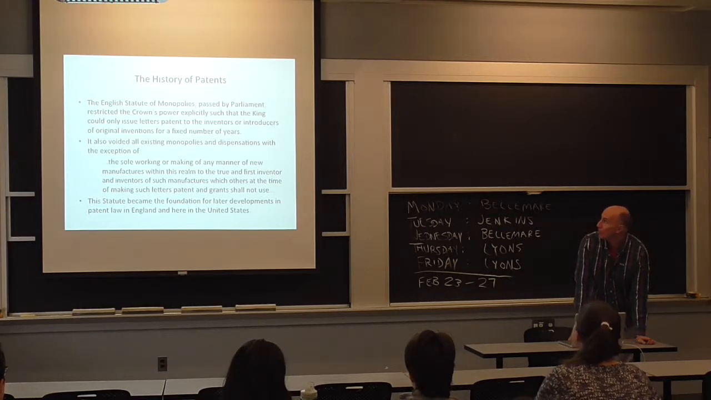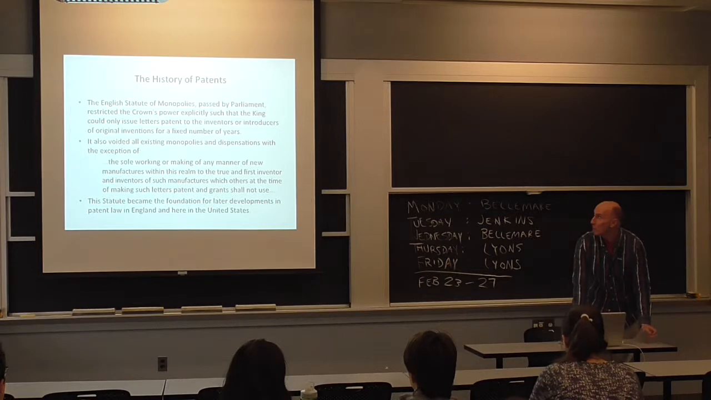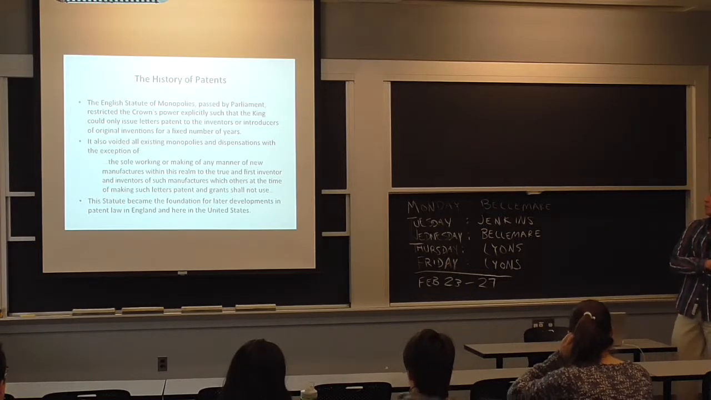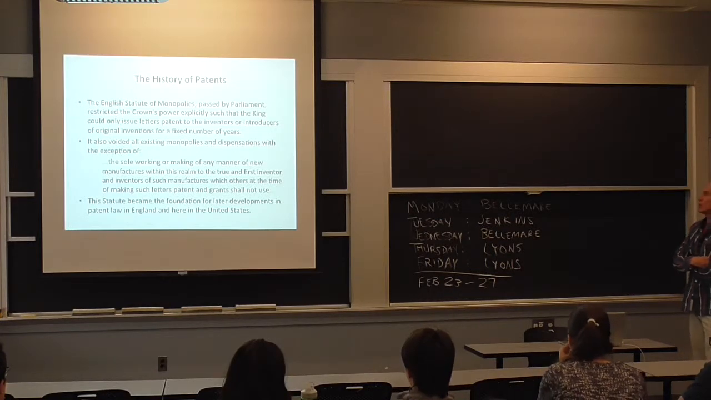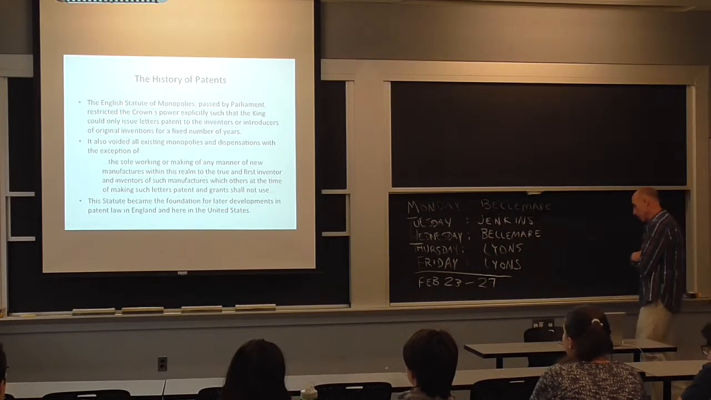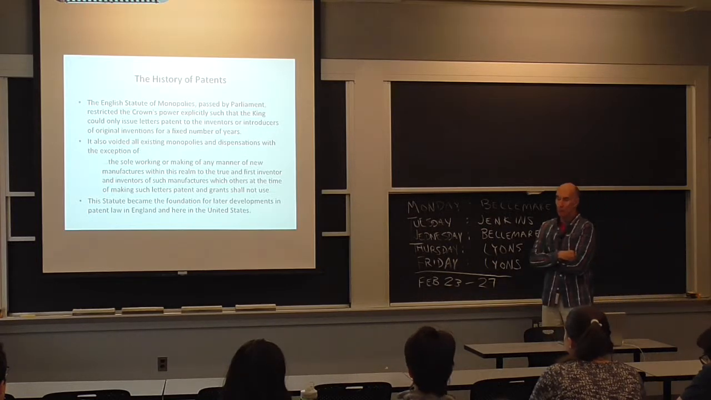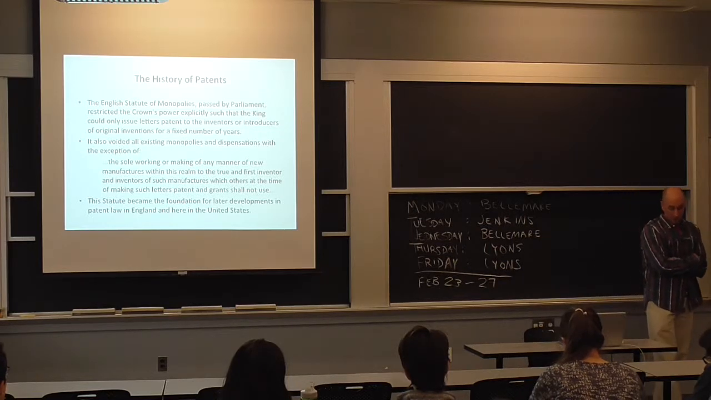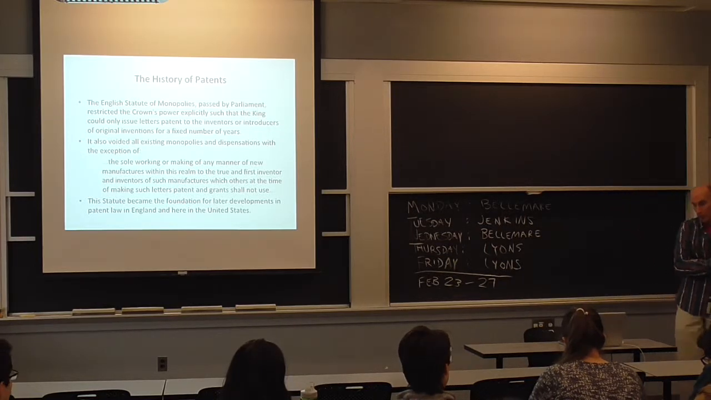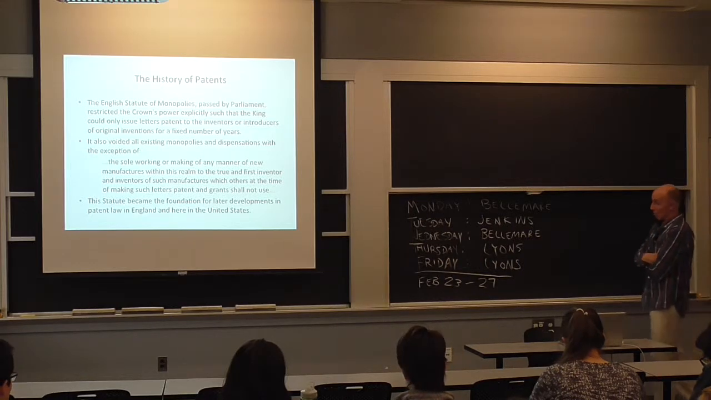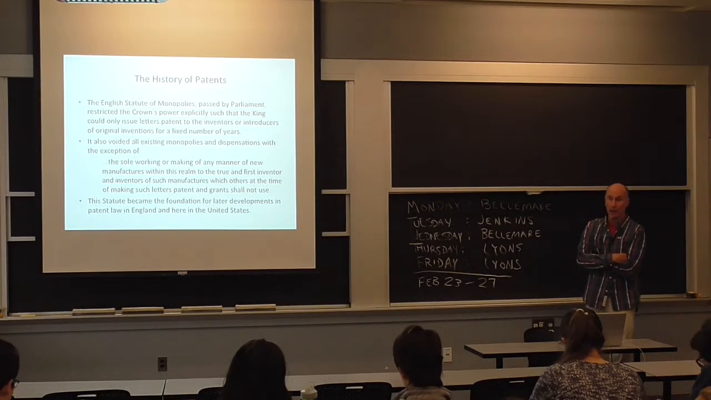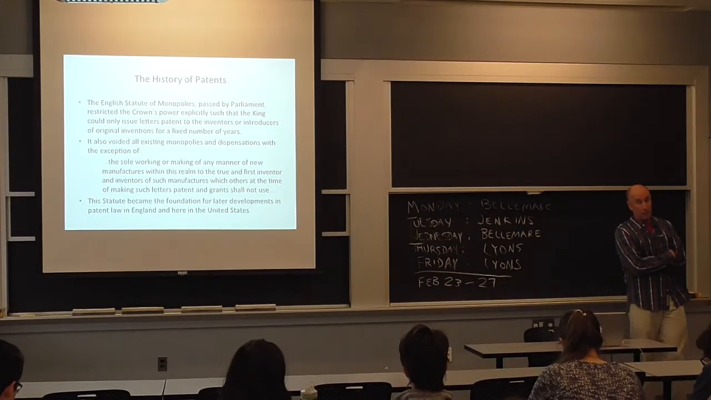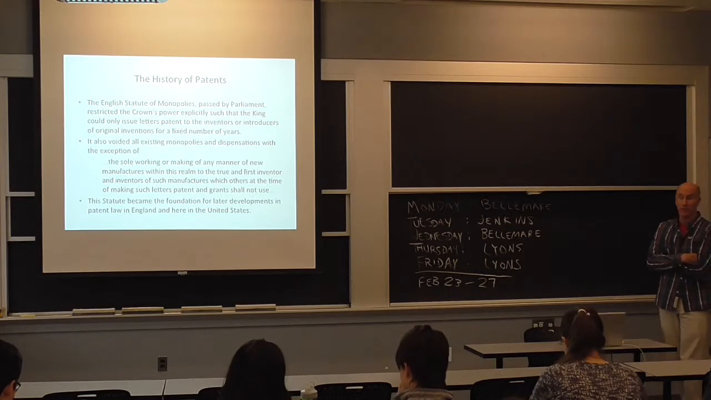The English Statute of Monopolies, passed by Parliament, restricted the Crown's power explicitly, so that the king could only issue letters patent to inventors or introducers of original inventions for a fixed number of years. The practice of issuing patents got out of hand, so that anybody with a sum of money or property to donate to the king, or anyone who happened to be related to the king, could get a patent. It became actually an inhibition to commerce at the time. It actually became a very corrupt system.